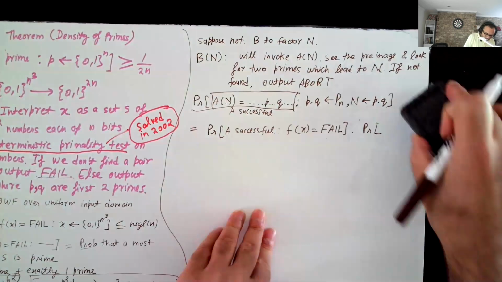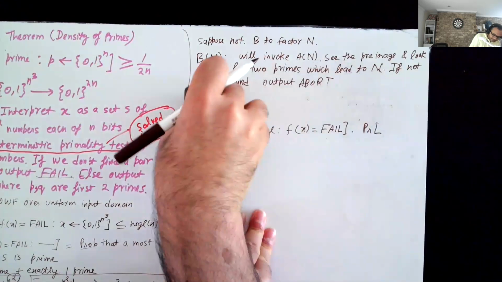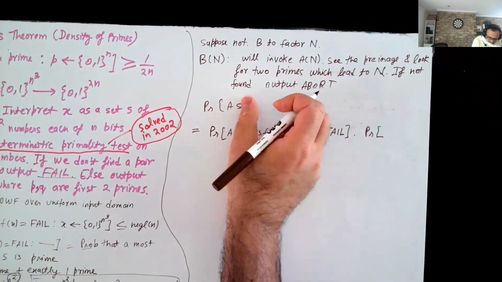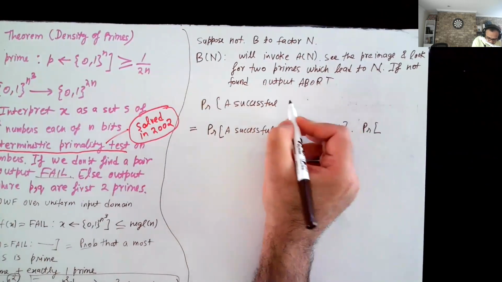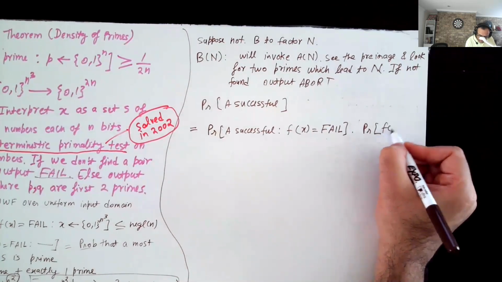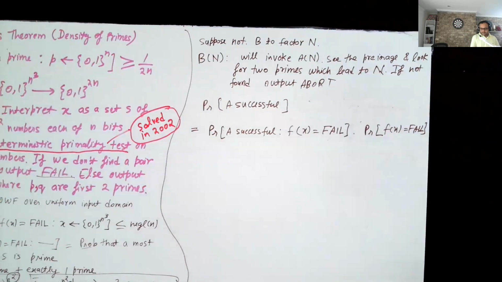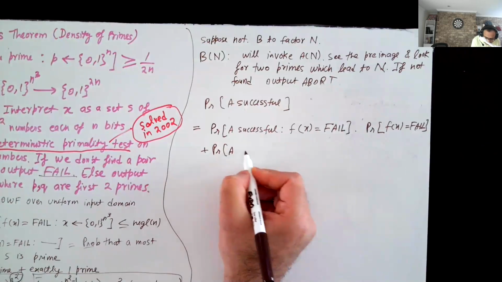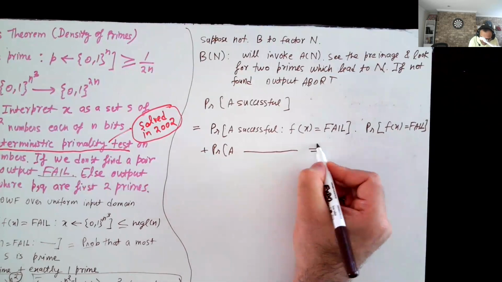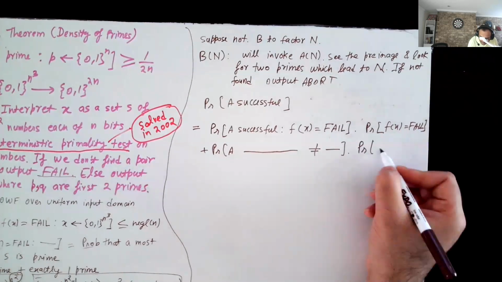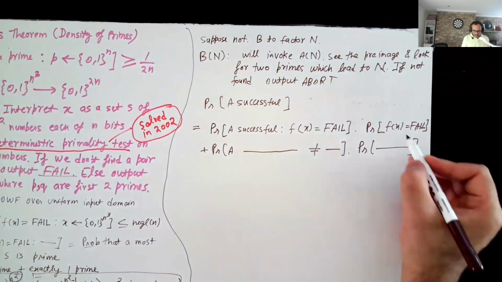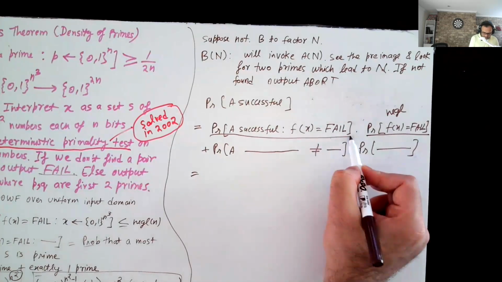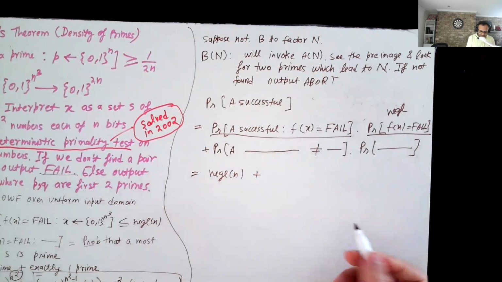actually, let's get rid of this first equation. Probability that A is successful into probability that f of x equals fail. And by the way, here we will have the conditioning that x is generated at random. Thus probability that A is successful given f of x is not equal to fail into probability that f of x is not equal to fail. As we have seen, this quantity is negligible. And this probability is at most 1, right? So this is just negligible of n plus we get this term.